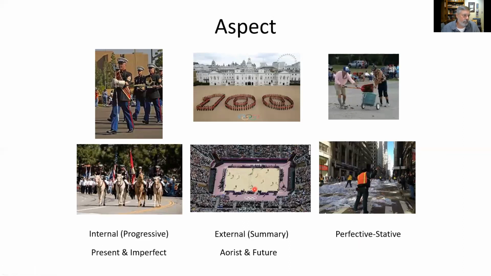Things can be progressive, ongoing, and that will be used in the present and the imperfect tense. Things can be more external or summary or undefined or completed, which will be used in the aorist and the future tense, and the perfective, which is a perfect tense in itself. Perfect and pluperfect tense.